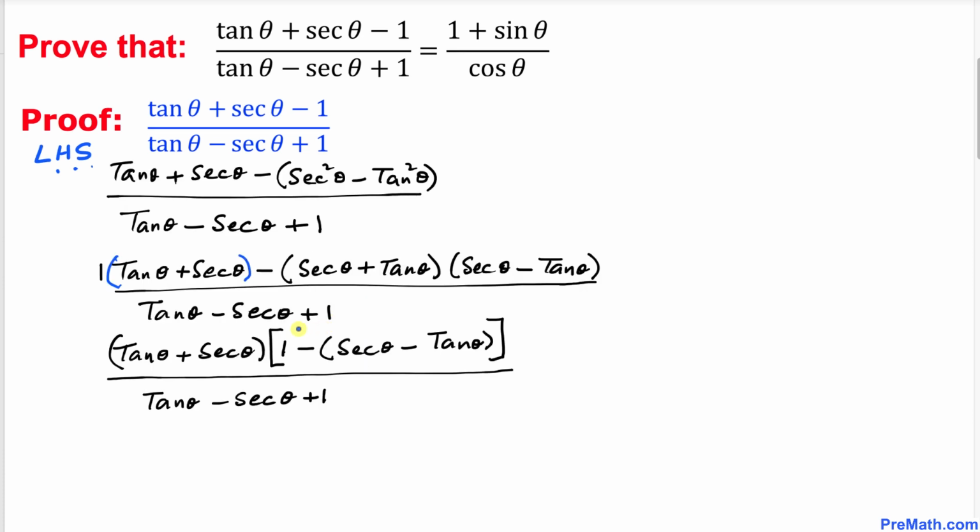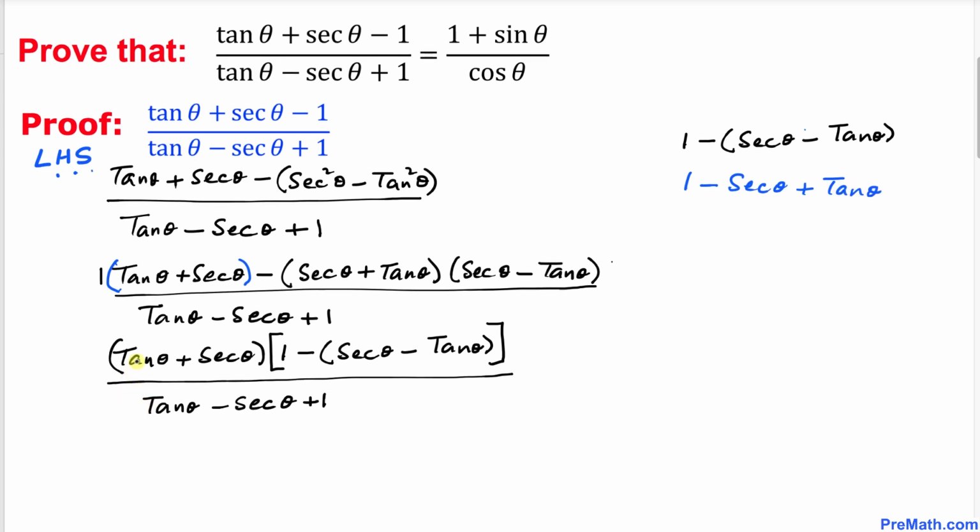And now let's focus on this part inside this bracket. And here I have copied it down, and let's go ahead and simplify this thing. Let's open up this parentheses. So this could be written as 1 minus secant theta, and when we open up this, negative and negative becomes positive tangent of theta. So let's go ahead and take care of this problem now.